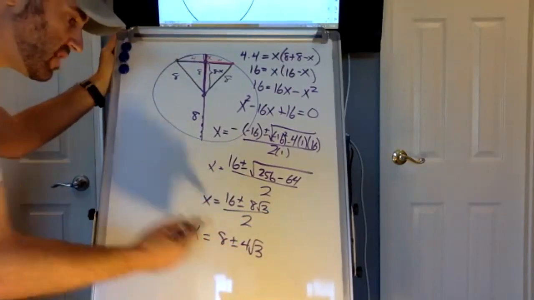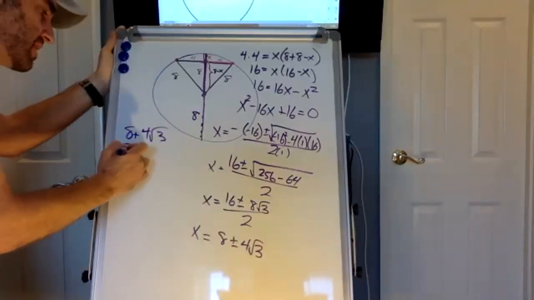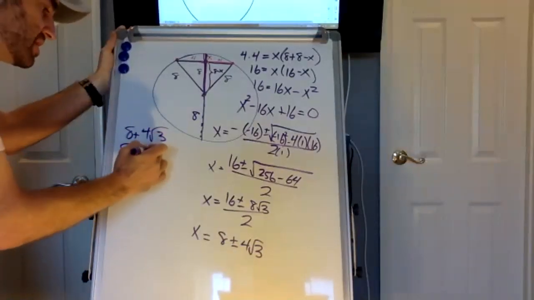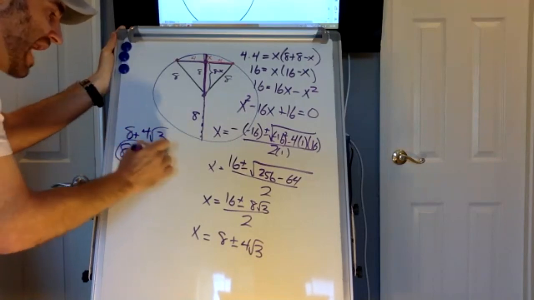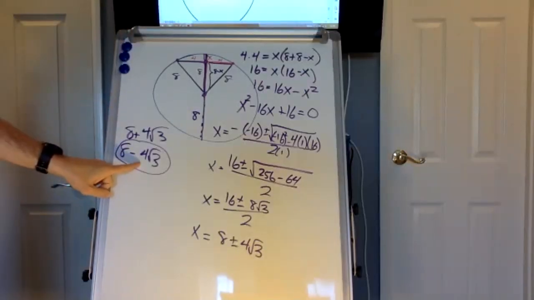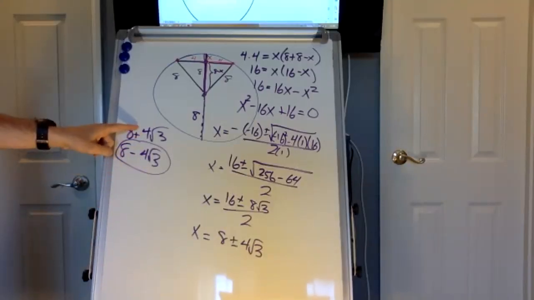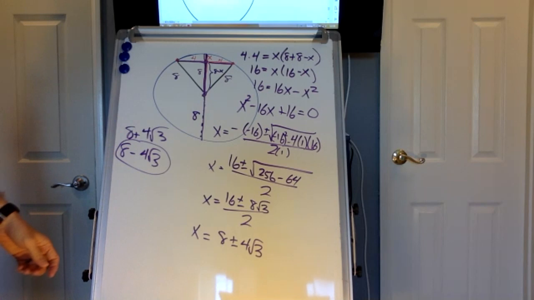Okay, so one of the answers is 8 plus 4 rad 3. The other answer is 8 minus 4 rad 3. This is that's the one we got in the original case, remember? That was our, doing this as an equilateral triangle, we got this one. What's that one? Extraneous. No, it's not.